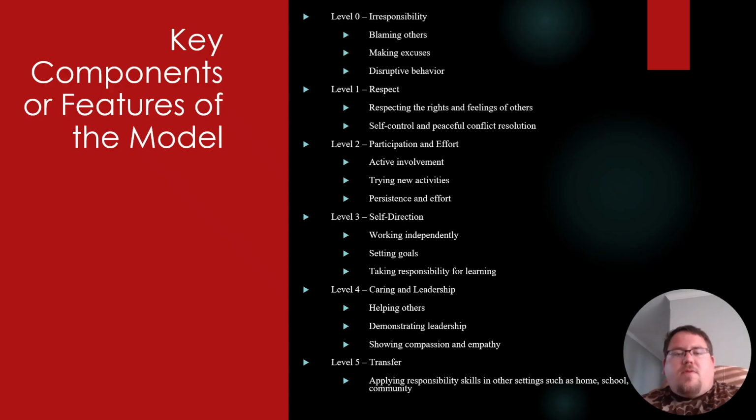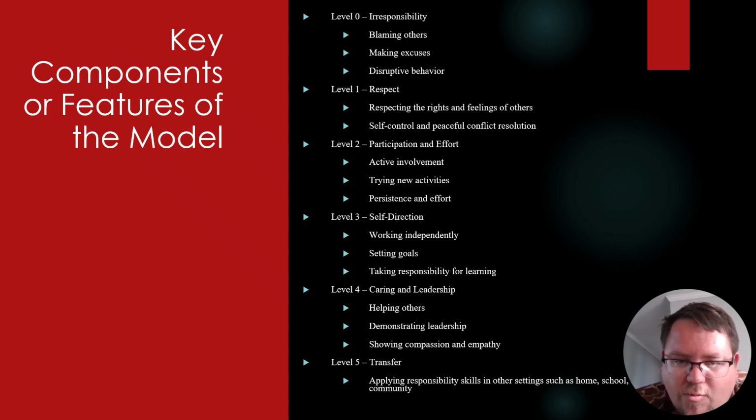Some key components or features of the model include that there are 5 levels to this, and some of the levels have different steps in them, but it goes from 0 to 5. If you're not responsible, that would be level 0. You have no means of respect for yourself, or you blame others, nothing's ever your fault. Level 1 would be respect.